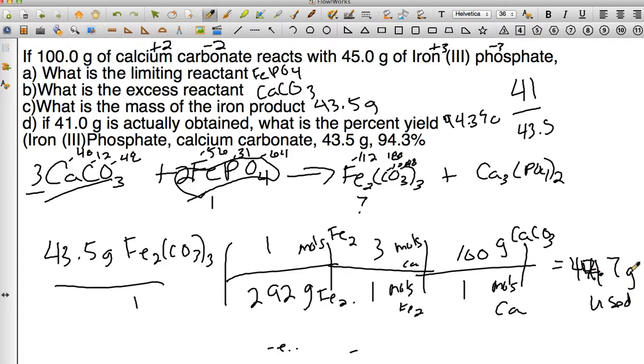If I started with 100, I'm going to take the 100 minus the 44.7 to see how much was left over. So I take 100 minus 44.7, and it tells me that 55.3 grams is left over. So 55.3 grams of calcium carbonate left over.